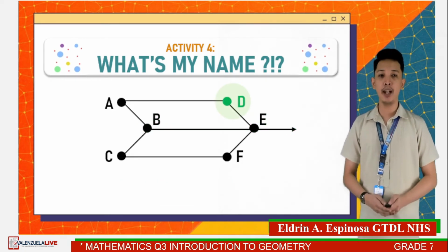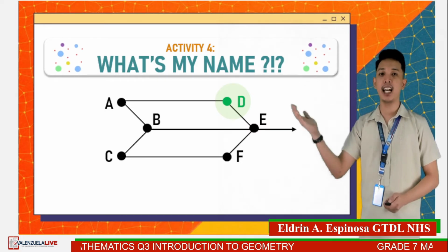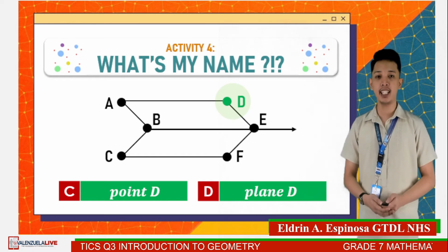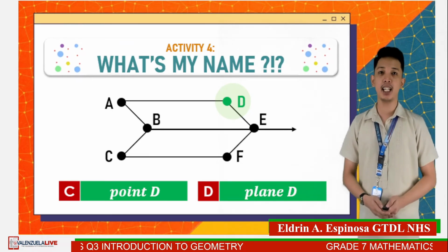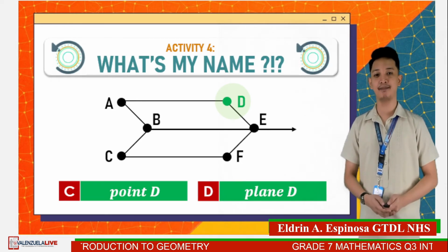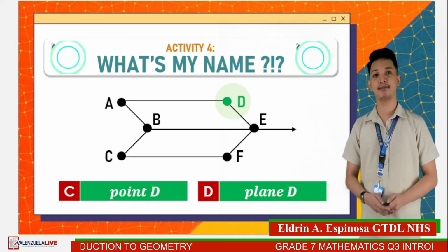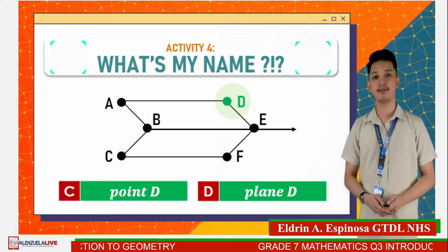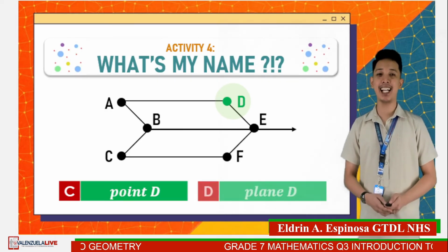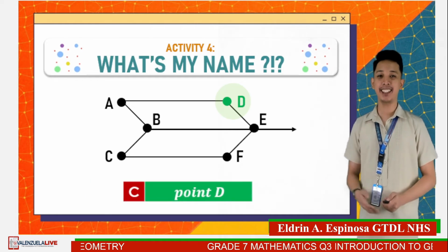Number 2. What must be the name of this highlighted figure? Is it letter C, point D, or is it letter D, plane D? 5 seconds, go! Great! The correct answer is point D.